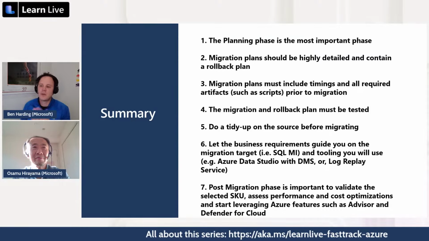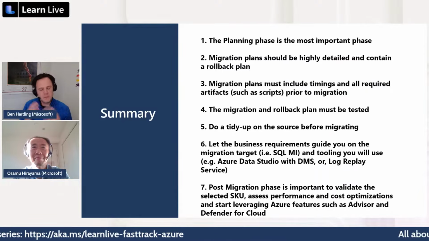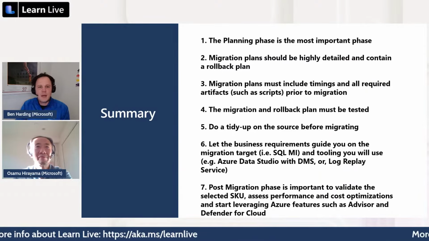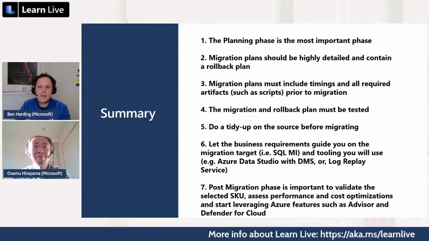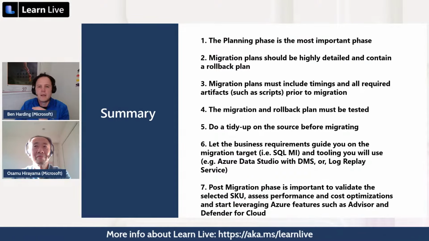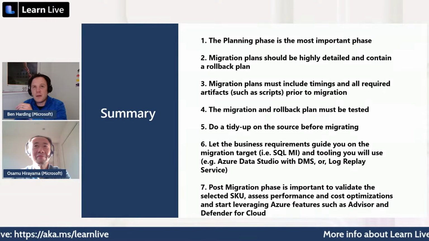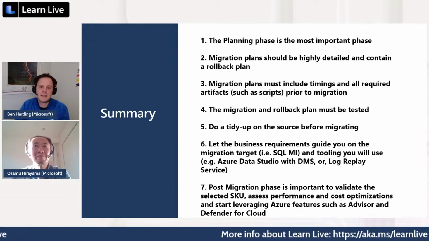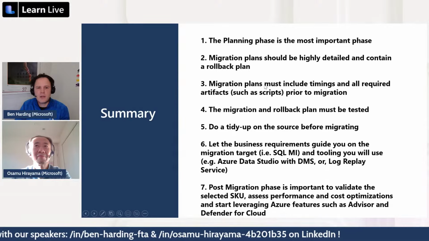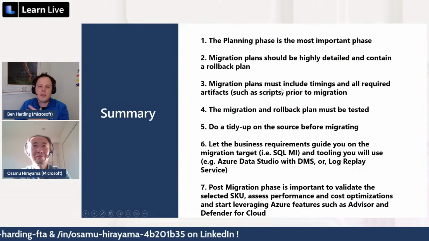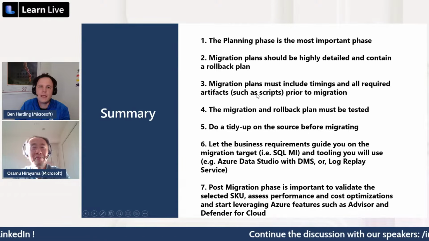Your execution phase, like what Osamu just demoed, should just be chill. I should feel confident because I've tested it. The planning phase should output a plan that should be detailed and contain a rollback plan. And jumping across to point 4, the migration and the rollback must be tested. I'm using the word must, absolutely non-negotiable. Going back to 3, include all your timings in the plan and make sure anything that you need, like any artifacts such as scripts, you've got beforehand. And again, they've all been tested.